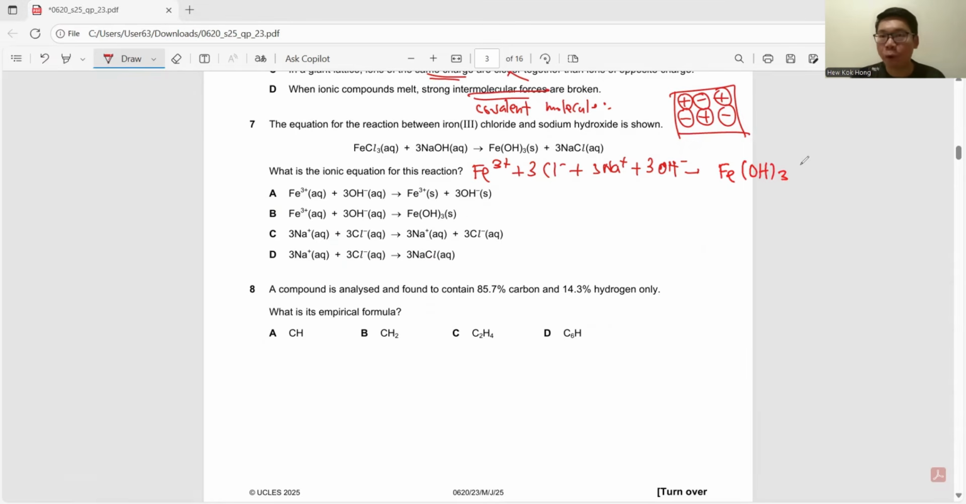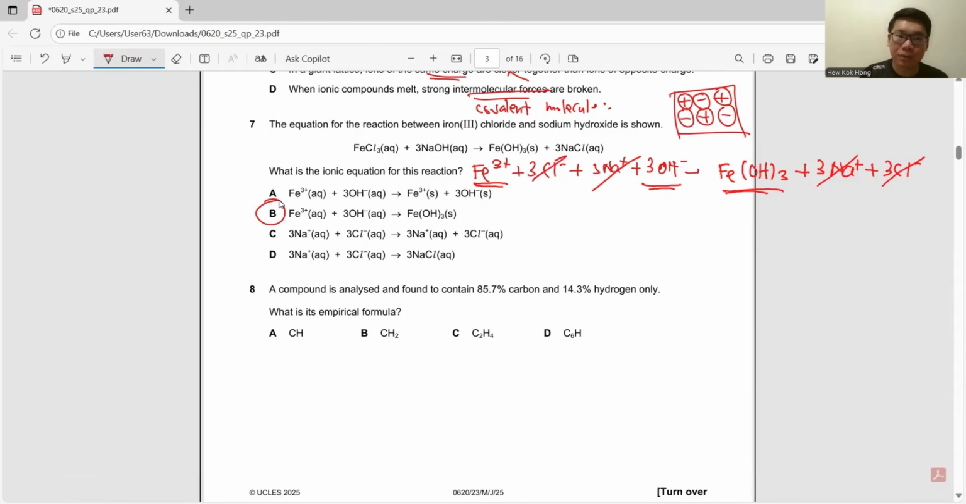Fe(OH)3 is in solid form, that's why it cannot form ions. And then everything that is the same on left and right, we can cancel them. So this can cut, this can cut. So we are left with Fe3+ and 3 hydroxide ions to form iron(III) hydroxide. So this is the ionic equation.